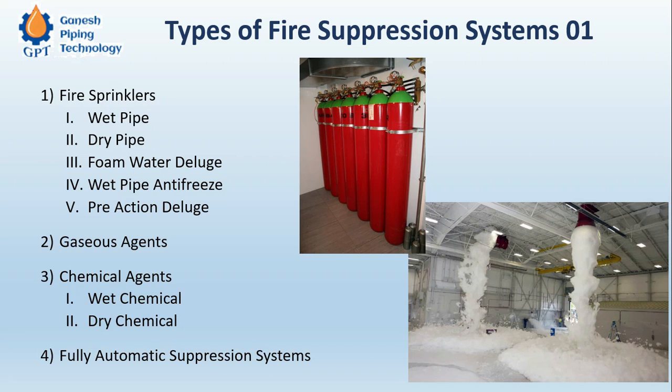In that we have 5 different types: wet pipe, dry pipe, foam pipe. What you can see here is the foam. This is the foam discharge whenever there is some fire detected, and we are going to see why these different classifications are there. Then the wet pipe, antifreeze, and fifth is the pre-action dilute. All these 5 types will be discussed in greater detail during the episode on the fire sprinklers. Then the second one is the gaseous agents.